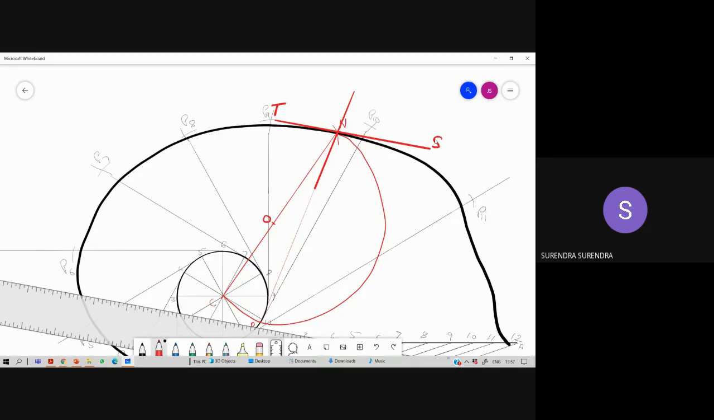Next problem. I'm extending the class for 10 to 15 minutes more, so my target is to complete the involutes in this class. Two more problems are there. Let me complete.